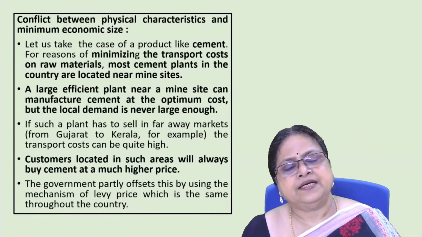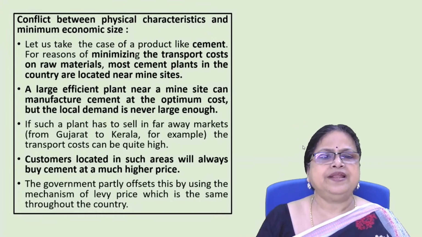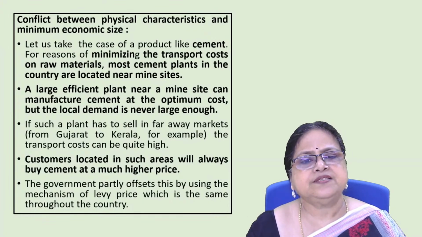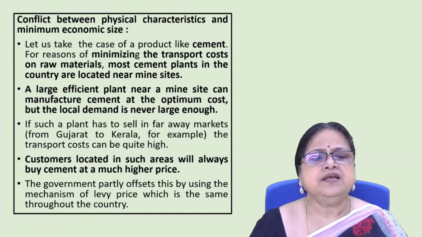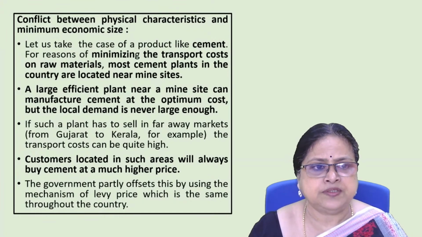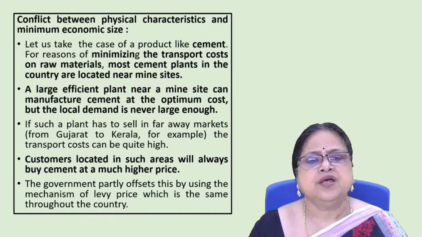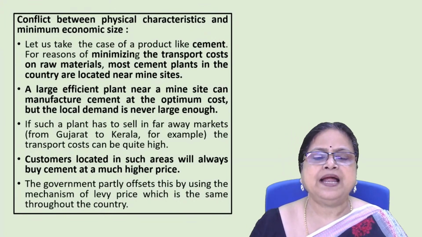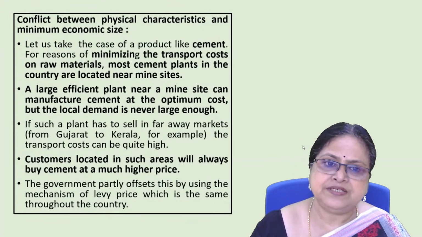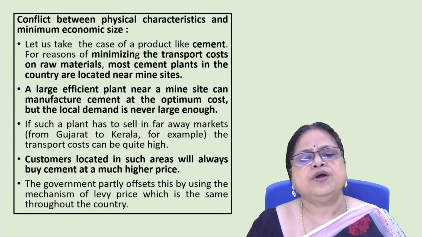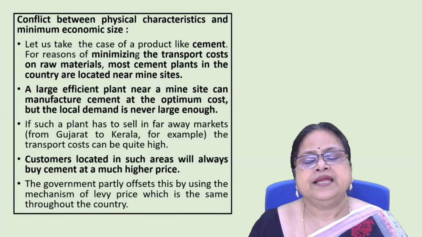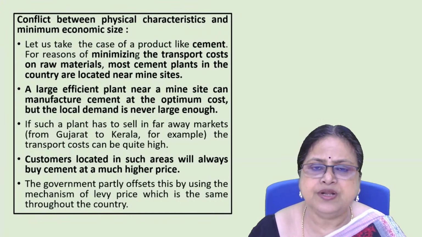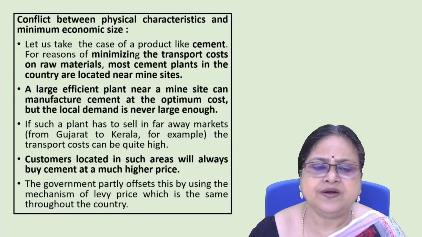Now, let us talk elaborately about conflict between physical characteristics and minimum economic size. Okay, let us take the case of a product like cement. For reasons of minimizing the transport costs on raw materials, most cement plants in the country are located near mine sites. A large efficient plant near a mine site can manufacture cement at the optimum cost, but the local demand is never large enough. So you see, though it can produce at the optimum cost, it cannot sell it in the market because there is no demand for that product in the vicinity of that area.